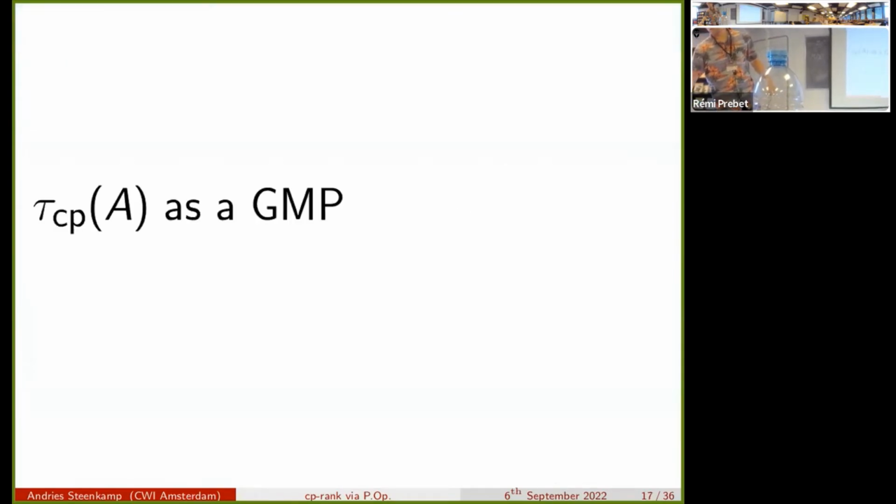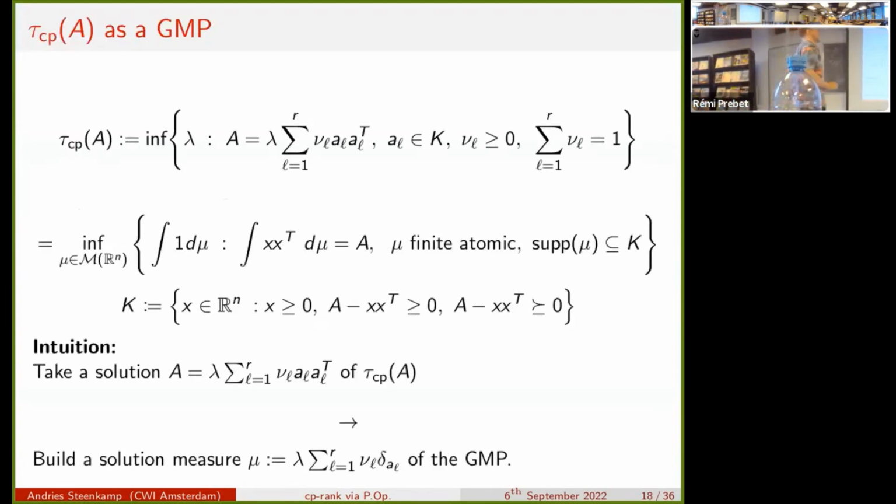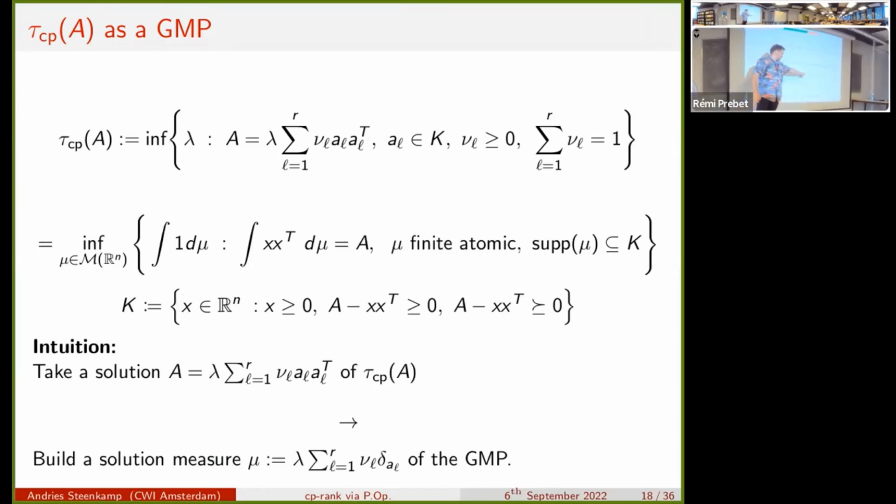Now, that concludes the general GMP moment method approach. Any questions before I show you how tau CP can be massaged into a GMP? All right. So we now return to our tau CP. Just recall the definition. We're trying to minimize lambda such that A is equal to lambda times the convex combination of factors a_l a_l transpose, where these a_l come from the special set K, a semi-algebraic set. Again, non-negativity constraints apply.